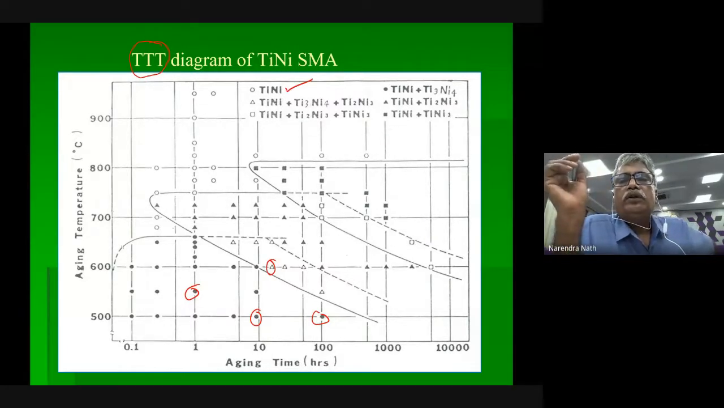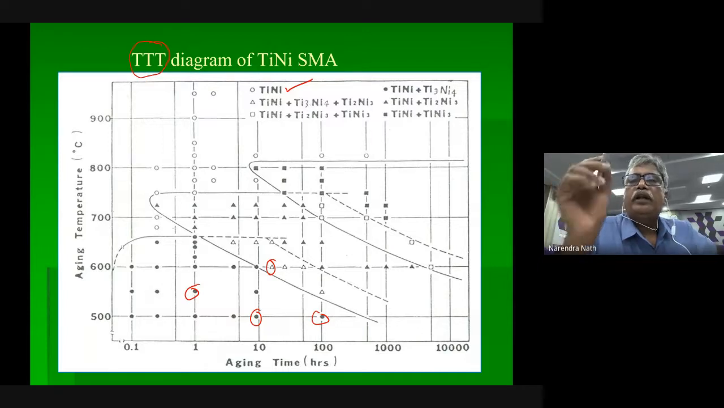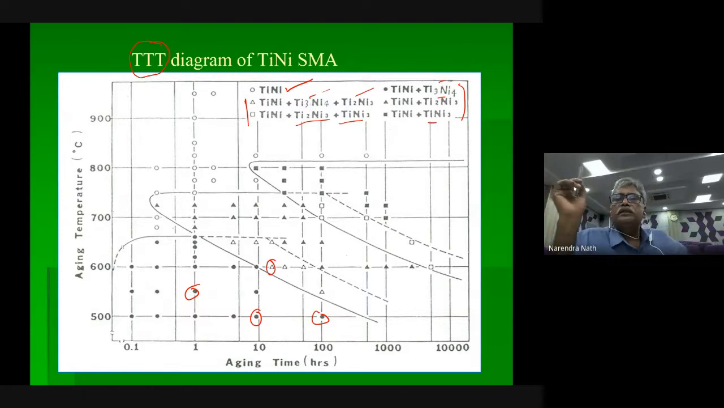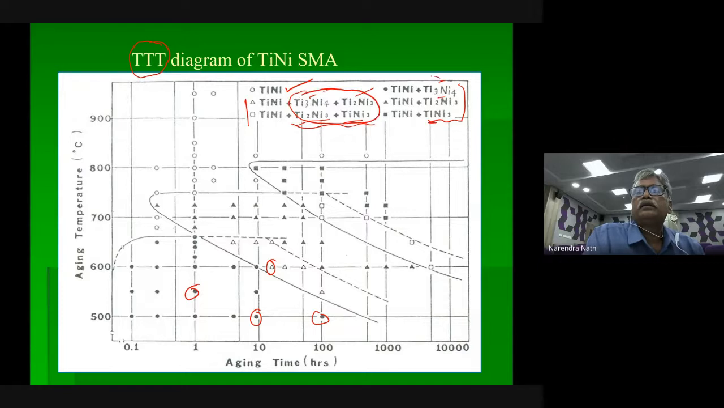This is our alloy, titanium nickel. When we melt it and take it out, we are not getting 100% titanium nickel. We are going to end up with a combination of titanium nickel along with any one of these phases. There are so many phases, and the phases other than titanium nickel that you are seeing are all precipitates.